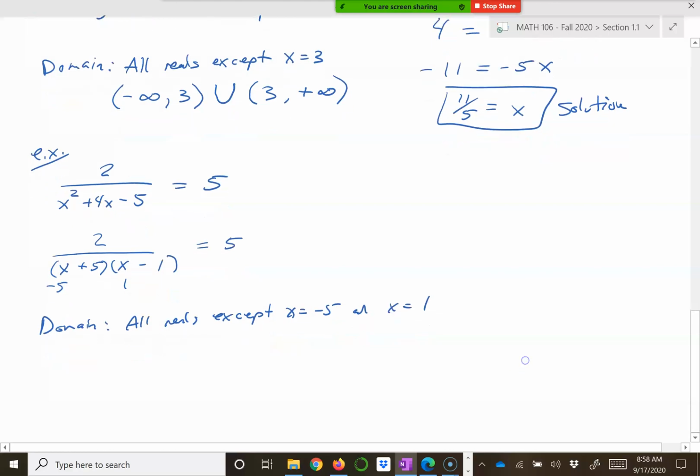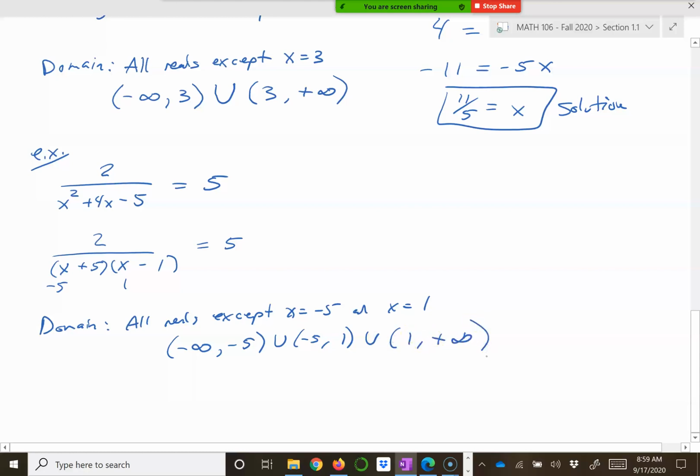So what does that look like in interval notation? All right, so negative 5 is the smaller of the two numbers. So again, we start at negative infinity. We're going to go up to negative 5. We do not include it, so we use a parenthesis. Now we union that with negative 5 going all the way up to positive 1, not including those two, and then union that with 1 all the way up to positive infinity.